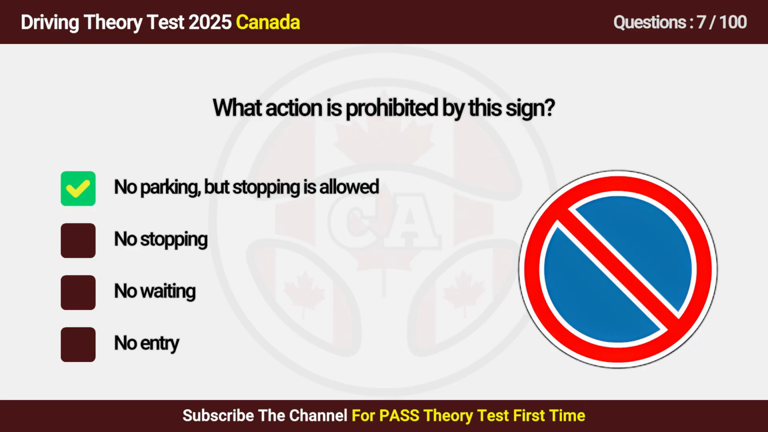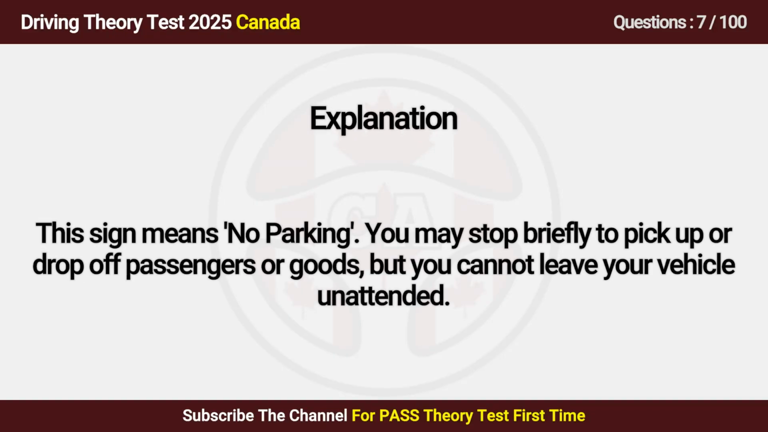Answer is A. No parking but stopping is allowed. This sign means no parking. You may stop briefly to pick up or drop off passengers or goods, but you cannot leave your vehicle unattended.